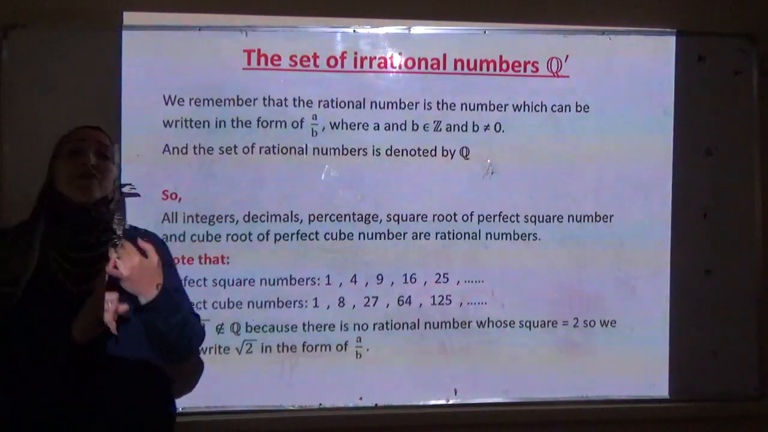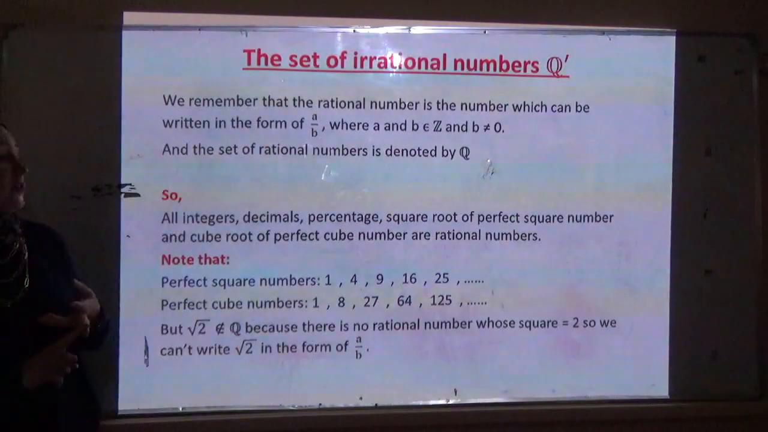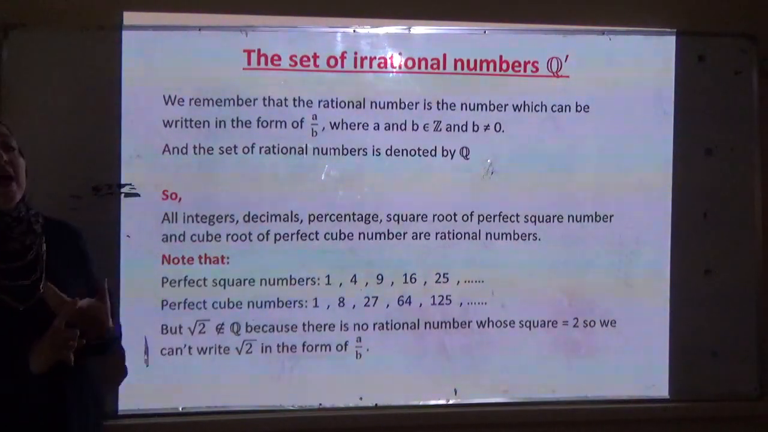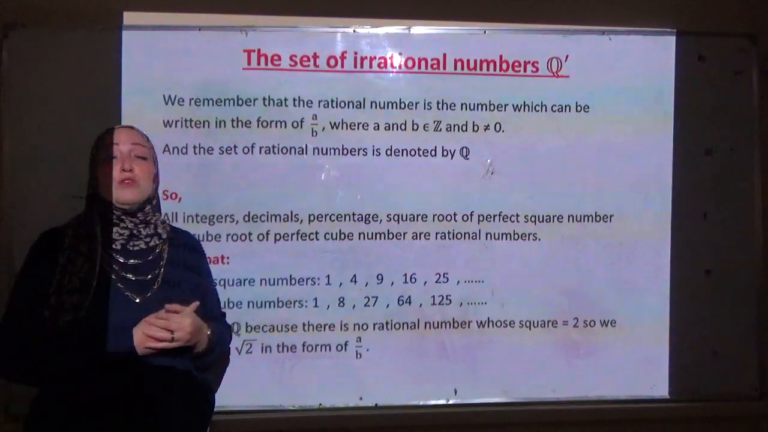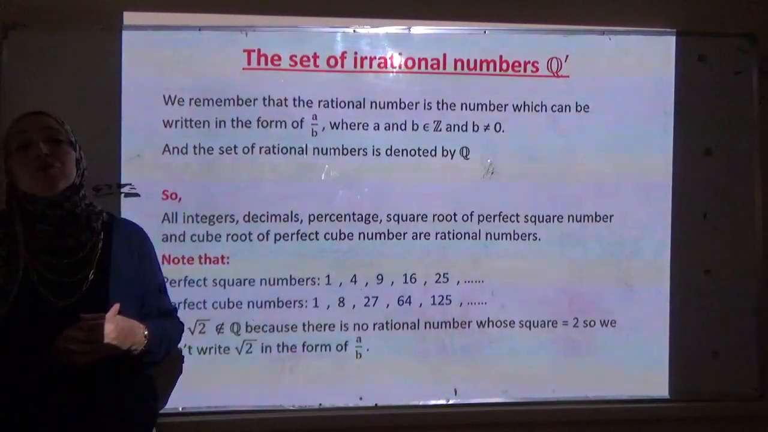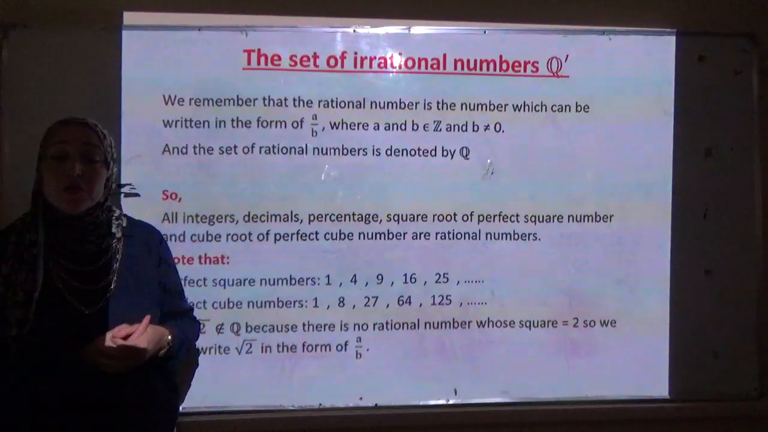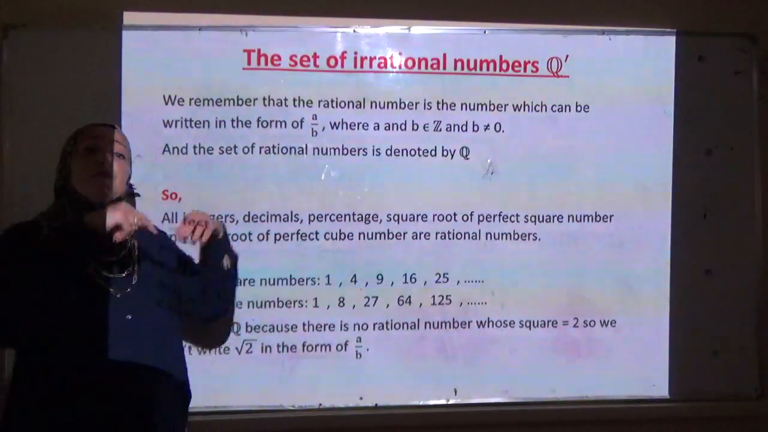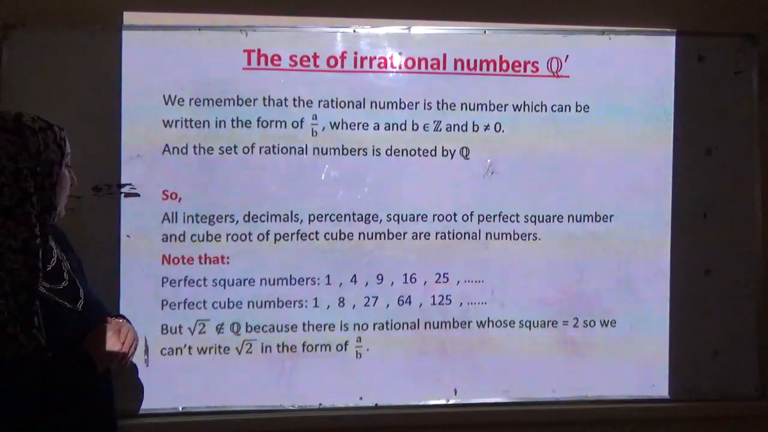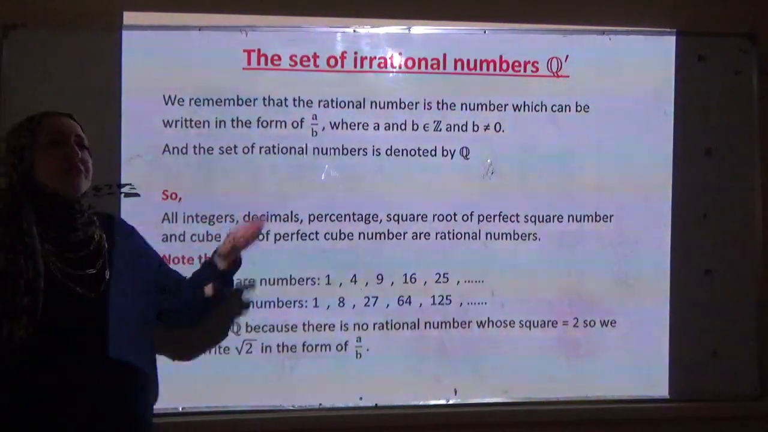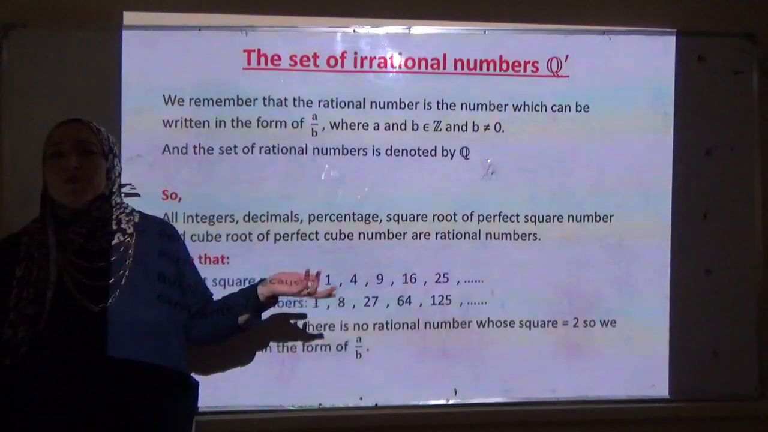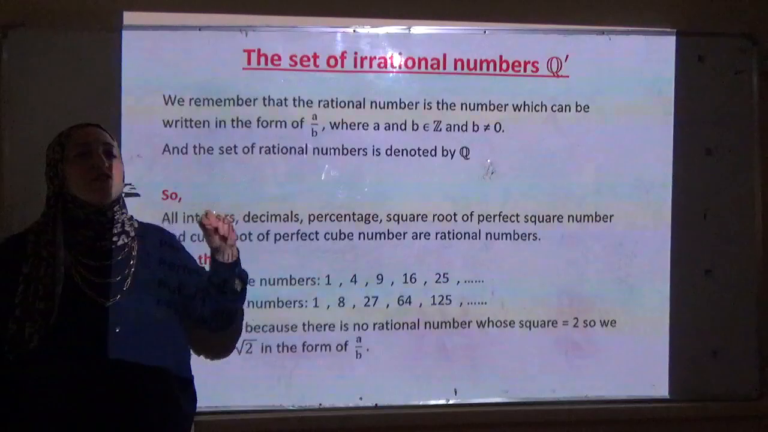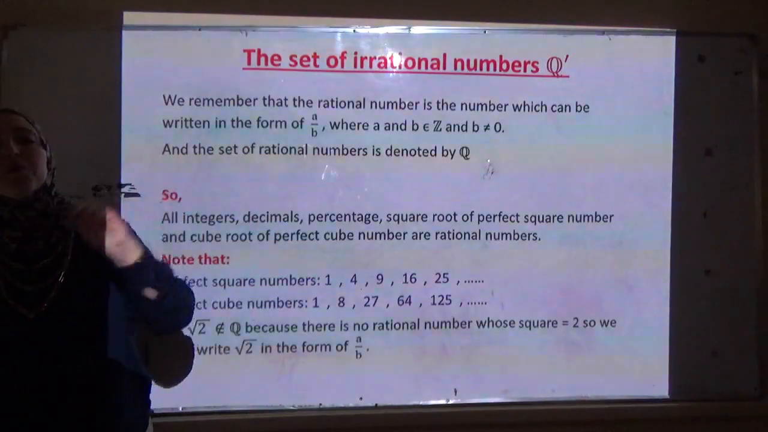So all integers, decimals, percentages, square roots of perfect square numbers, and cube roots of perfect cube numbers are rational numbers. Why rational numbers? Because we can write them in the form of A over B. What are perfect square numbers and perfect cube numbers? Perfect square numbers are the results of any number to the power 2.